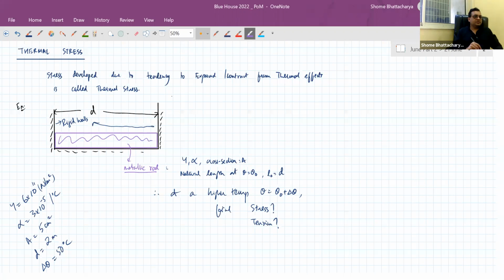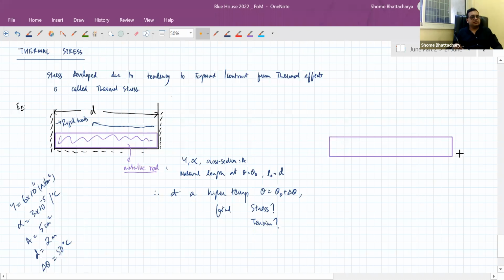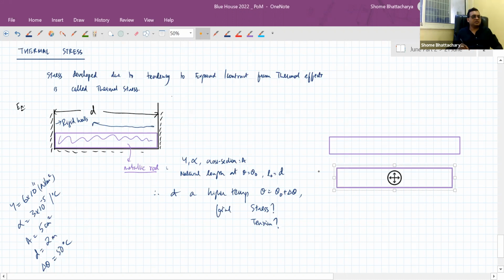So what we'll understand in this example is that at the new temperature of theta naught plus delta theta, the natural length of the rod would have increased. But because of it being between the walls, it is subjected to compressional stress. The walls are applying a compressional stress on it by some kind of normal contact force that develops, and that creates an internal tension which creates stress.